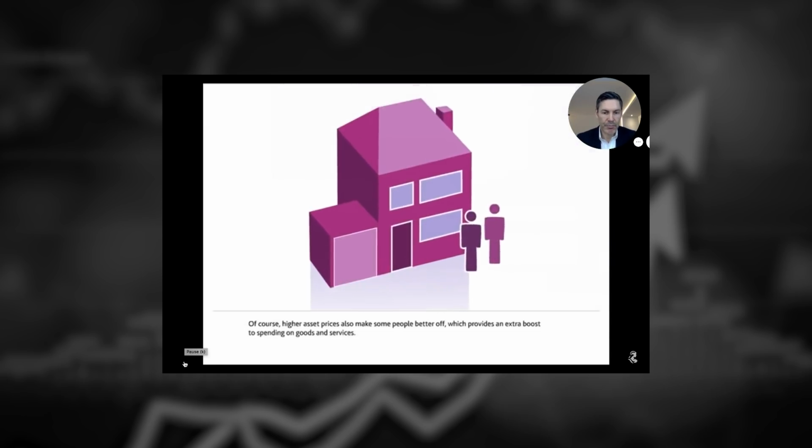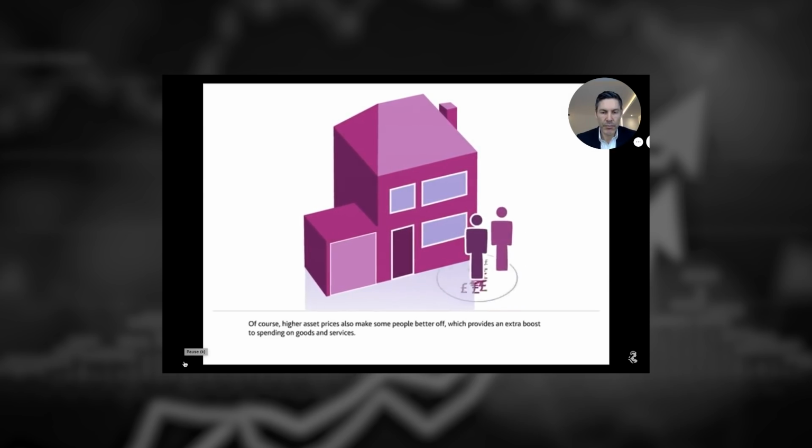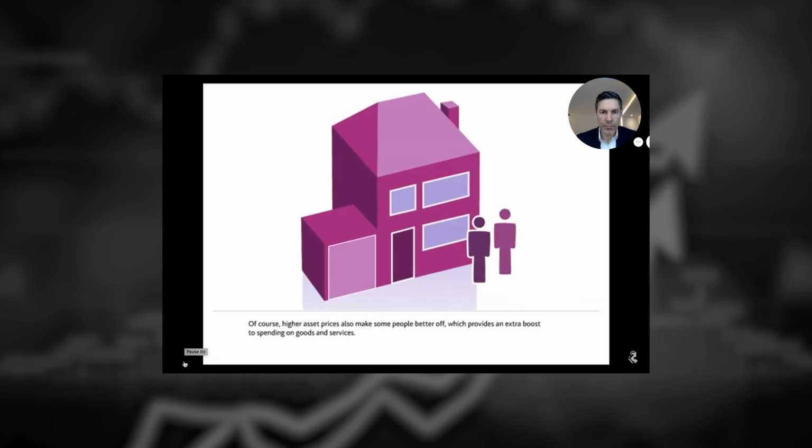just a moment. Of course, higher asset prices also make some people better off, which provides an extra boost to spending on goods and services.